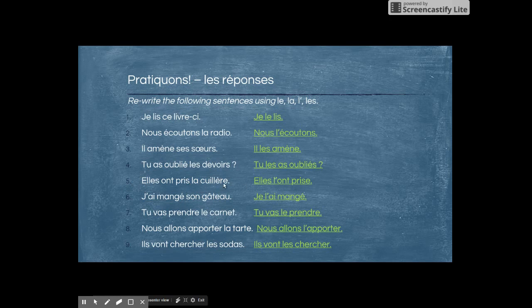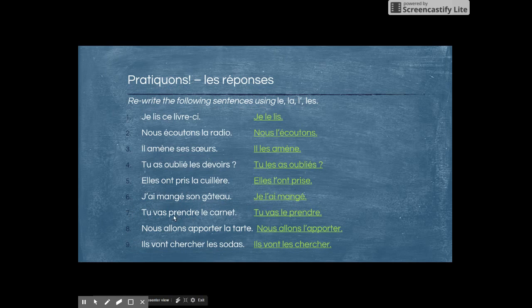5, elles ont pris la cuillère. La cuillère is feminine singular, replaced by la. Elles l'ont prise. And we need to add an extra E here because it is feminine singular. This l'apostrophe. Elles l'ont prise. 6, j'ai mangé son gâteau. Son gâteau, masculine singular, so replaced by le, goes before our helper verb. Je l'ai mangé. I ate it.